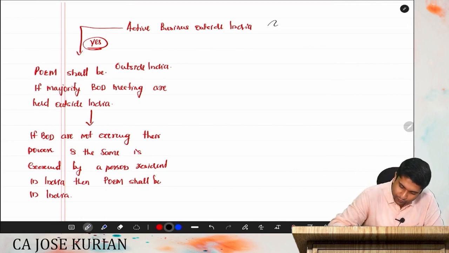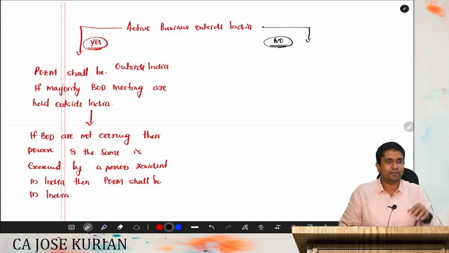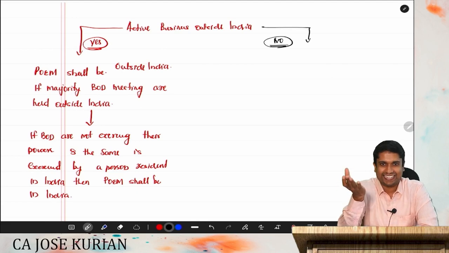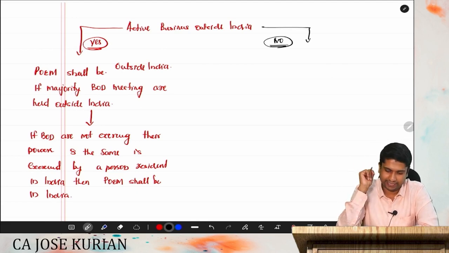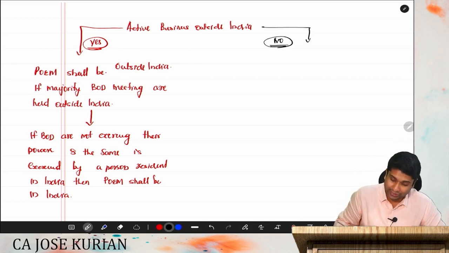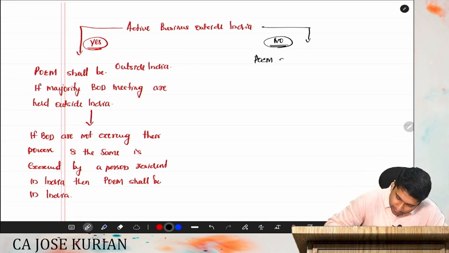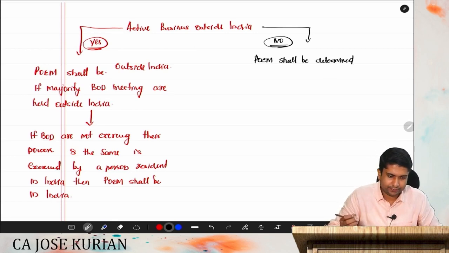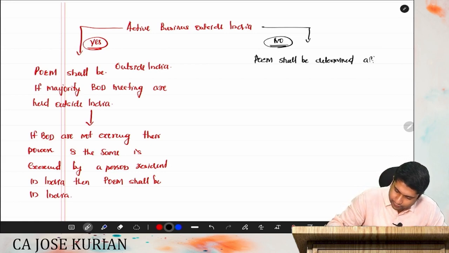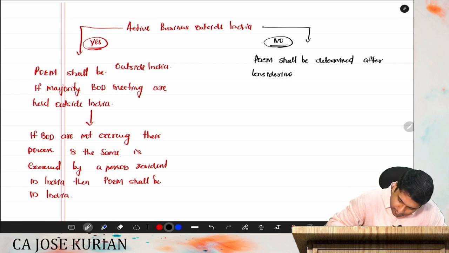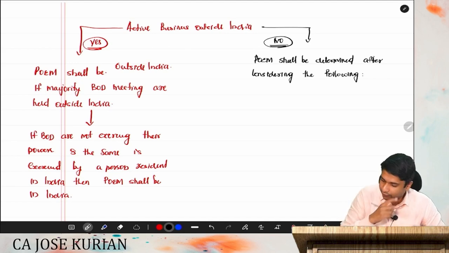Now, what if the answer is no? That means your active business is not outside India. That means what, friends? Your active business is not outside India means what? Technically speaking, it is in India. Then POEM shall be determined in two stages. POEM shall be determined after considering the following.